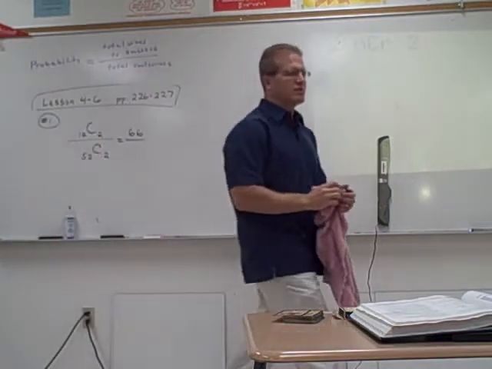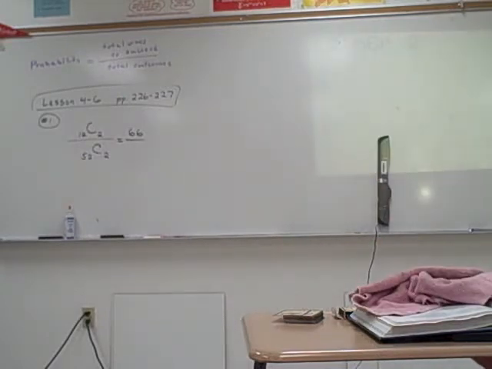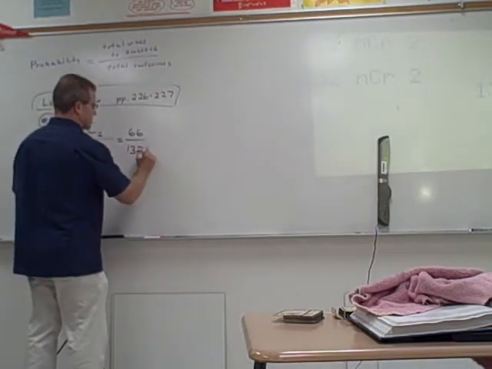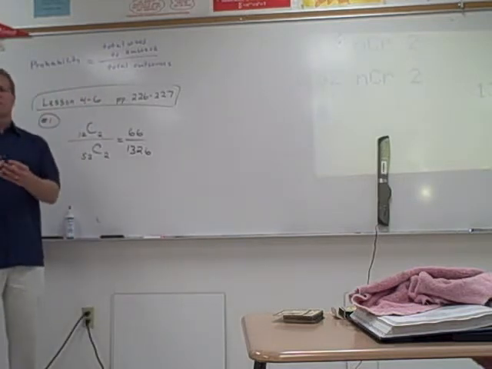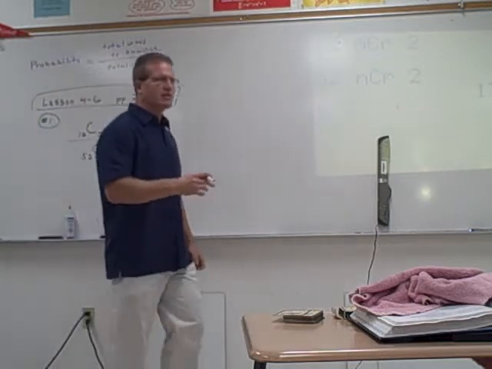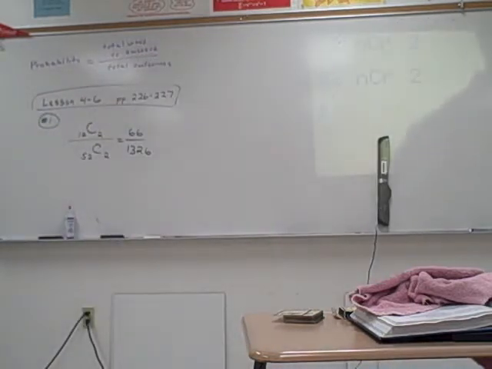Now, total number of outcomes. So you type 52. Then you can push math, 4th button down on the left. Left arrow to get to probability. Choice 3. Choosing 2 out of 52. 1,326. So, if I drew 2 cards 1,326 times, 66 of those times, theoretically, I should get 2 face cards.